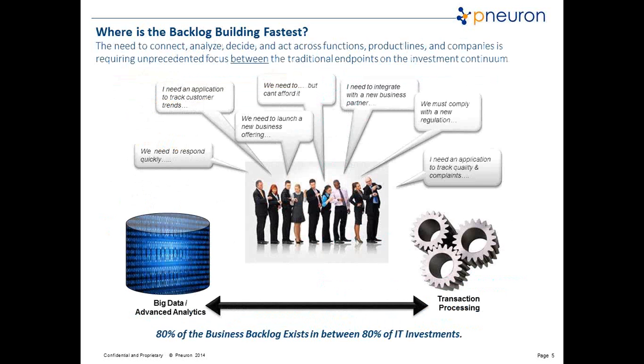So if we move forward, where's the backlog really building the fastest? This is a really simple graphic, but it's very important in that much of the spend today is centered in or distributed across two endpoints. The maintenance activities and even still migration to the ERP world is doing great things on the transaction processing side. Of late, major portions of the spend have gone into big data and now advanced analytics on top of that data.